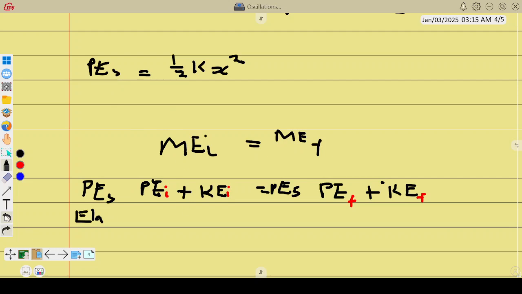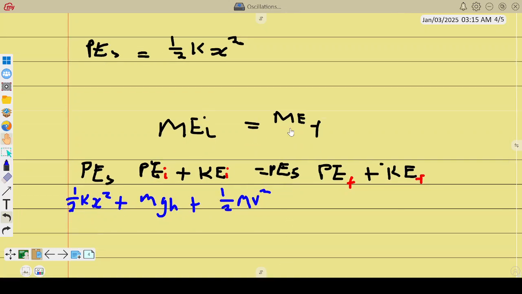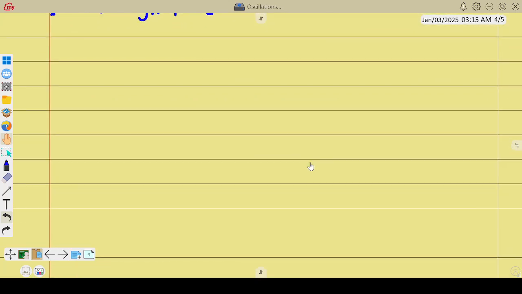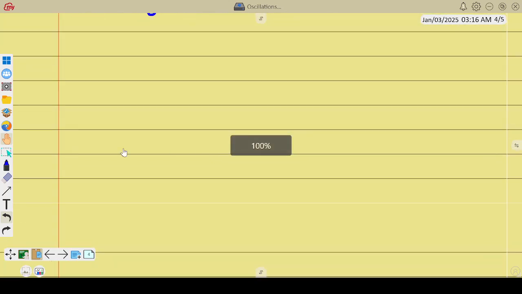So we can even remember the formulas. What is the formula for elastic potential energy? It's 1 over 2 kx squared, plus the gravitational potential energy, mgh, plus kinetic energy, which is 1 over 2 mv squared. So these initials are equal to their finals. Alright, so not so much here to discuss. How about we dive into an example? Let's do this.